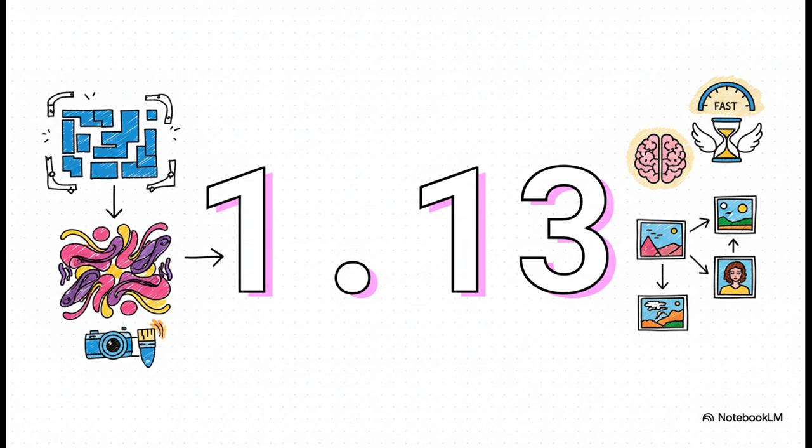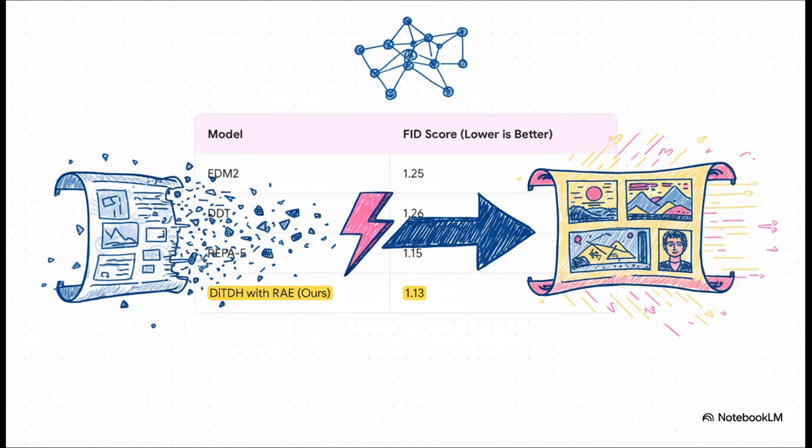Now remember, FID measures image quality, and lower is better. For a long time, the best models have been fighting tooth and nail over tiny fractions of a point. This sets a completely new standard. And just to put that number in perspective, take a look at this. It doesn't just squeak by the previous records. It solidly beats all the previous state-of-the-art models. This isn't just another step forward. This is a serious leap.